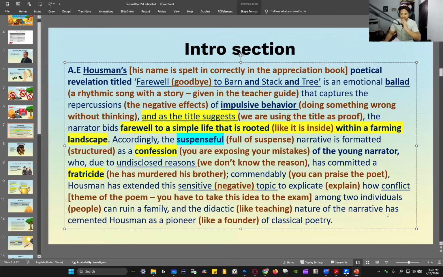Do you see the word conflict? Conflict among two individuals can ruin a family. Conflict is the principal theme, right? Ahmed, take a screenshot. Don't write this down. You guys can only take a screenshot.